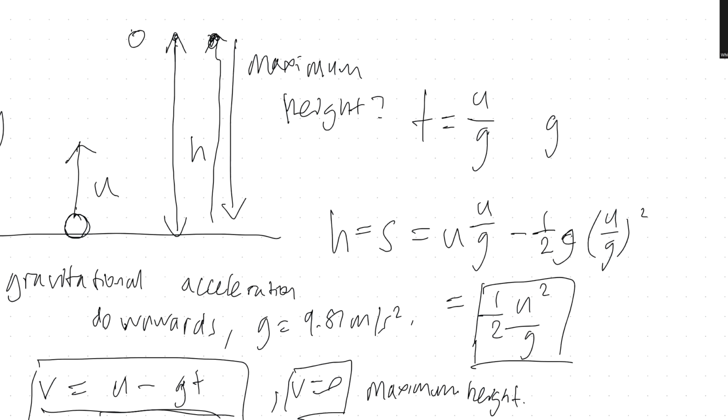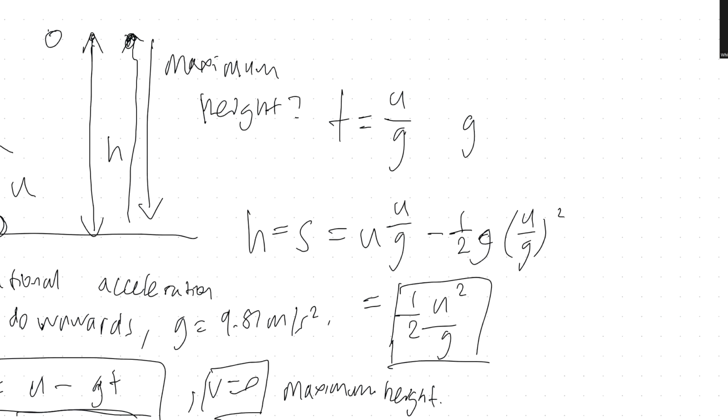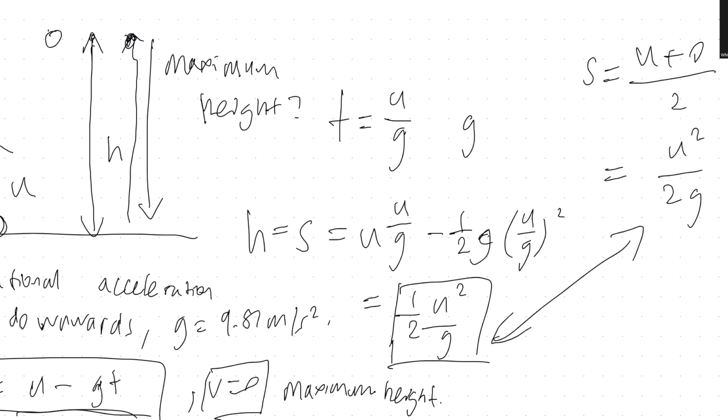And of course, our equations can be used quite flexibly. We can also use the idea of average velocity, where our displacement will simply be the initial velocity u plus the final velocity, which is zero, because that's the maximum height. The maximum height is when the velocity is zero. So u plus zero divided by two, multiplied by the time of the motion, which is u over g. And so you obtain that your displacement is u squared over 2g. And this is the same as what we obtained from the other equation.